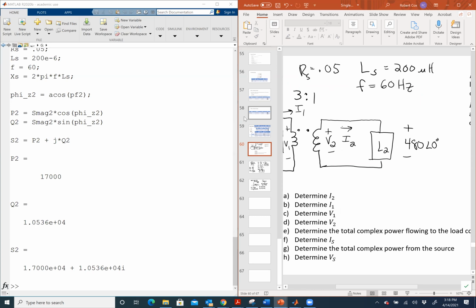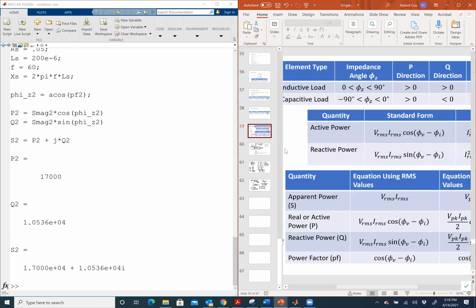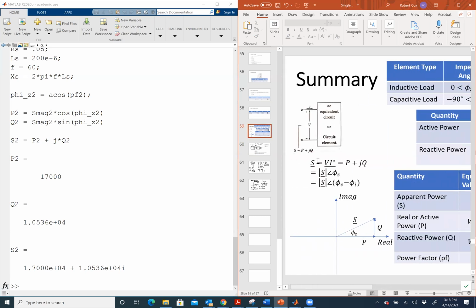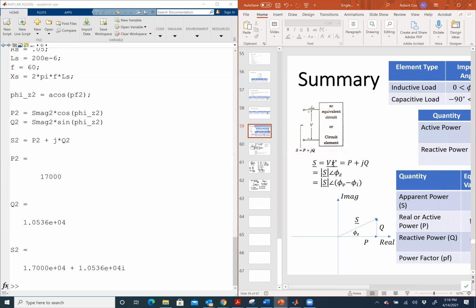Because the other key relationship we looked at, right? The other key relationship I've got is S is V times I conjugate, and that's P plus jQ. So we know what the voltage is. We know what P and Q are. So we can do it from there.